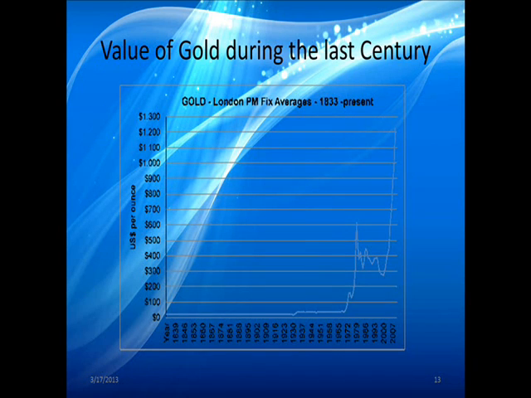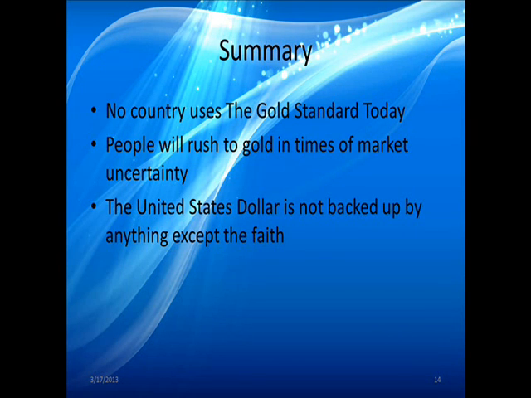I wanted to include this chart to show that in 1971, the value of gold was about $38 an ounce, and so the abandonment of the gold standard led the value of gold to go absolutely bananas and increase at an exponential rate. So today, gold is worth a little bit more, over $1,700 an ounce. And so, in conclusion, we see that no country uses the gold standard today. We see that historically, people will rush to gold in times of market uncertainty. And lastly, the United States dollar is not backed up by anything except for the faith of people like you and me.